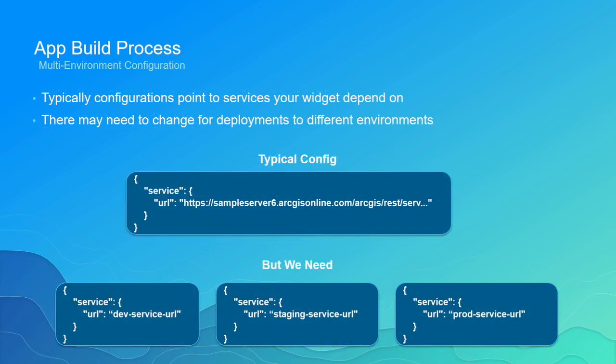With the multi-environment configuration, I've had a lot of really good questions from you guys that talk specifically about this stuff. You've got your application, you want to deploy it into multiple environments. So a typical configuration will look like this, where you're specifically pointed to a service. Well, when you build that for the different environments, you need to point that to different services. So that's what we have for the environment part of our build process. We can spit it through and change the configurations to look like this.